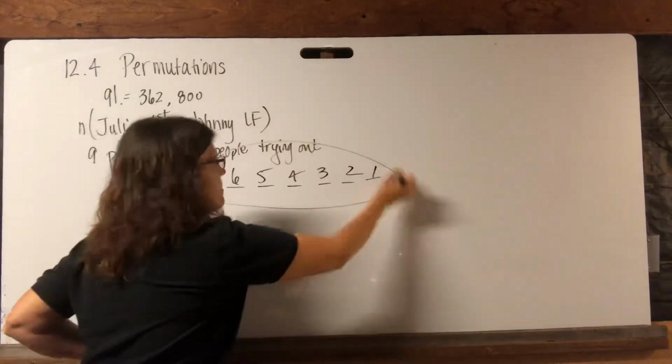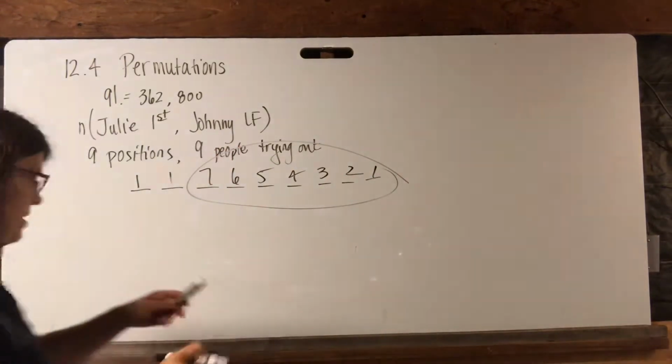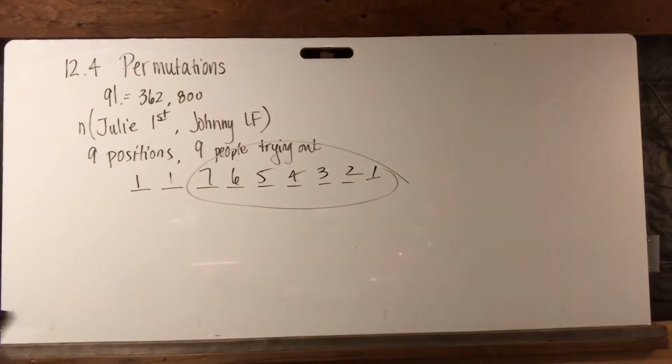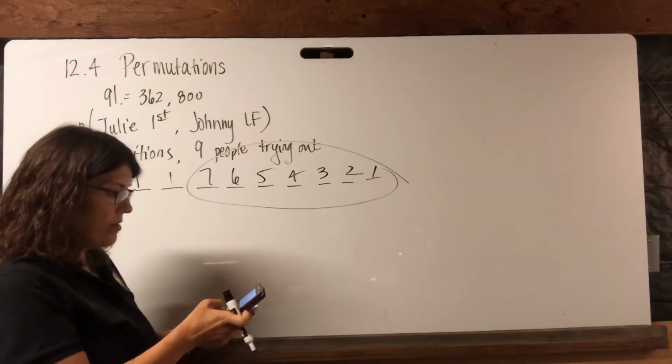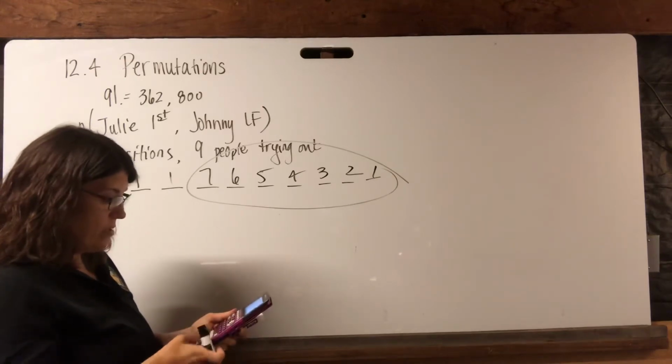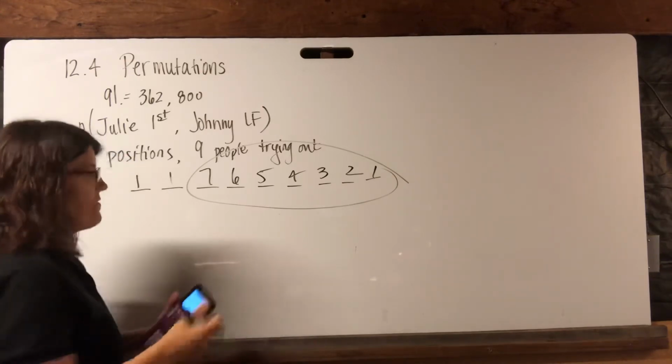I don't care about these people. I don't care where they play. I just want them on the team. So this is the number of ways it can happen, which by the way is 7 factorial. 5,040.